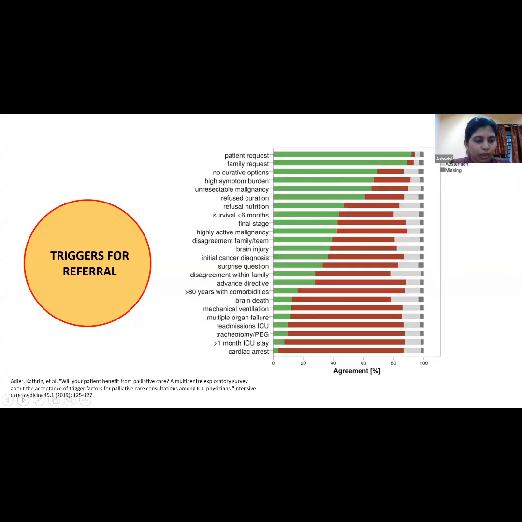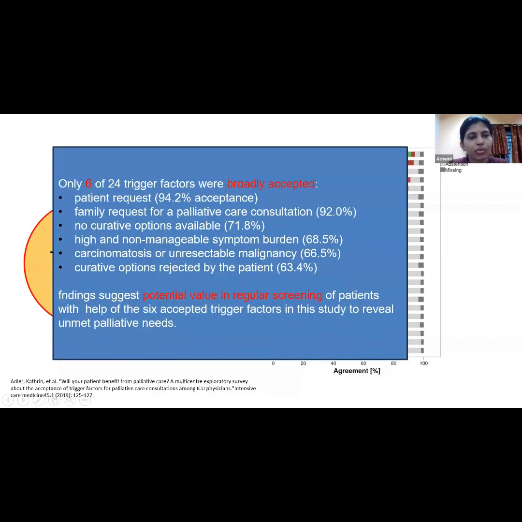So a paper by Adler, Catherine et al. in 2019. The title of that was Will Your Patient Benefit from Palliative Care? A multi-center exploratory survey about the acceptance of trigger factors for palliative care consultations among ICU physicians. So it showed only 6 of 24 trigger factors were broadly accepted.